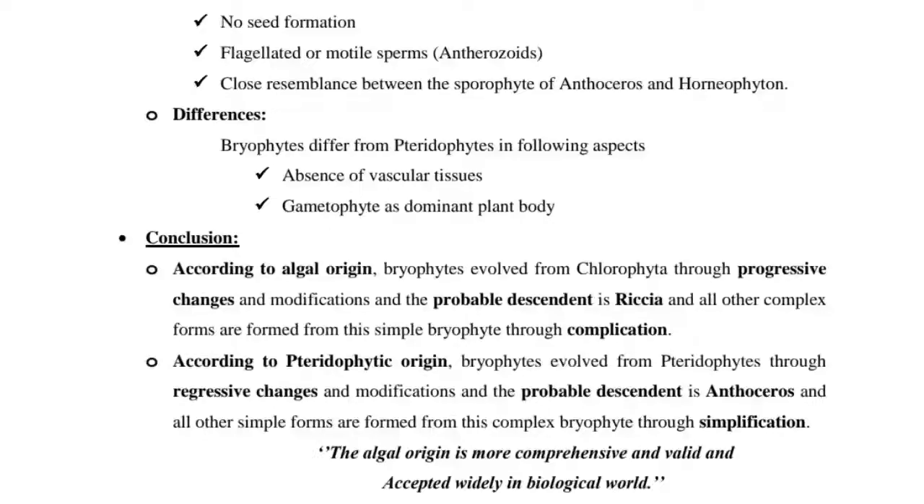Conclusion. According to algal origin, bryophytes evolved from Chlorophyta through progressive changes and modifications, and the probable descendant is Riccia, and all other complex forms are formed from this simple bryophyte through complication. According to pteridophytic origin, bryophytes evolved from pteridophytes through regressive changes and modifications, and the probable descendant is Anthoceros, and all other simple forms are formed from this complex bryophyte through simplification.